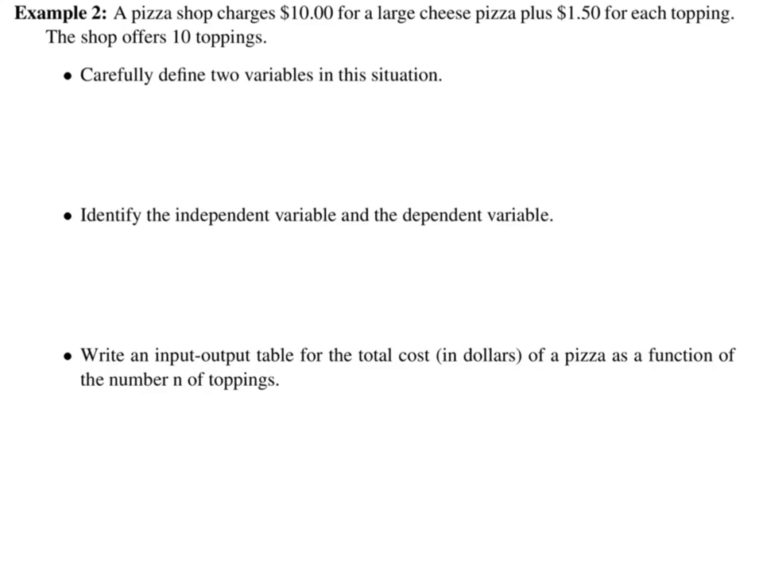Now example 2. A pizza shop charges $10 for a large cheese pizza, plus $1.50 for each topping. The shop offers 10 toppings. First of all, we have to carefully define two variables. We can go ahead and let n be the number of toppings. Again, no reason why you should have to choose N. I did. And C is going to be the charge or the cost of the pizza.